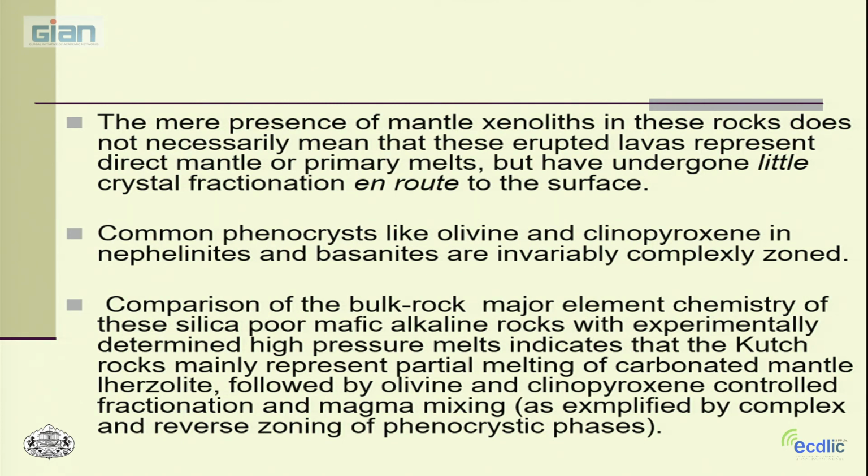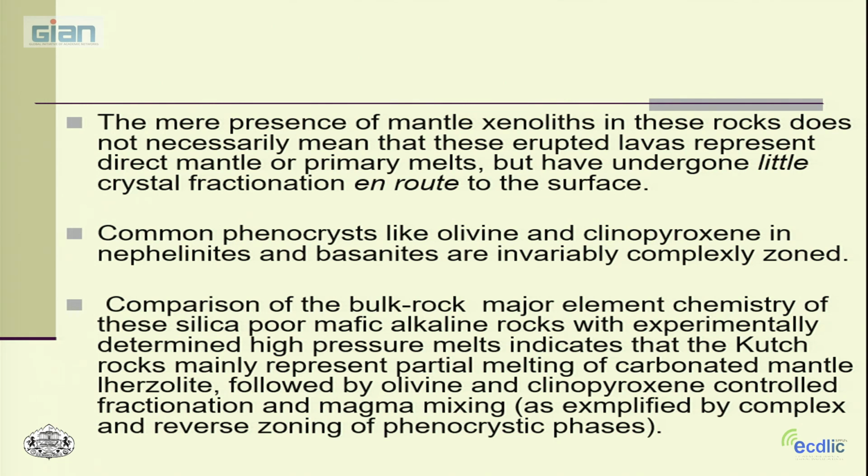The mere presence of mantle xenoliths in these rocks does not necessarily mean that these erupted lavas represent direct mantle or primary melt, as they have undergone little crystal fractionation en route to the surface. Common phenocrysts like olivine and clinopyroxene in nephelinite and basanite are invariably complexly zoned. So it is not a very primary and primitive magma which has not undergone any differentiation. It did go through a certain amount of fractionation, and that is shown in the textures displayed and in the chemistry and zoning of the individual minerals.